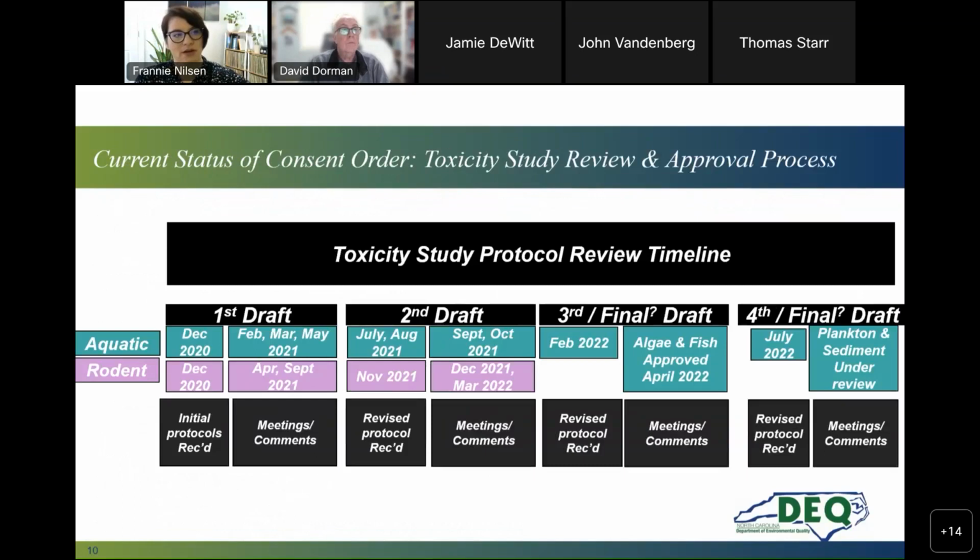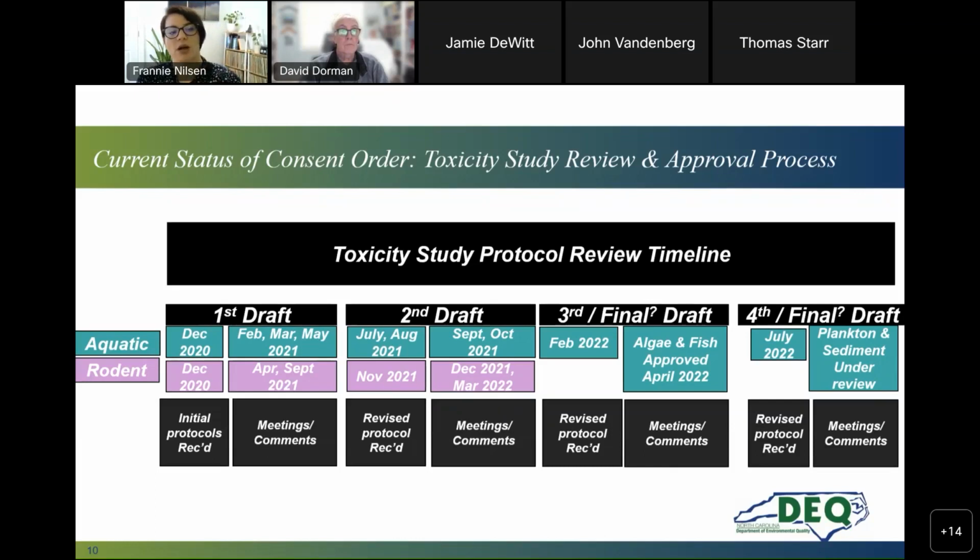As far as our current status, this might actually be a very quick presentation now that I'm saying it out loud. The current status of the consent order and our toxicity study review and approval process is here. And I tried to make this timeline very simple, just so it's easy to look at. And so I'll orient you. The teal is the aquatic toxicity dates and landmark that we've had. And then the light purple or pinkish color are the rodent studies. And then so these are all separated.